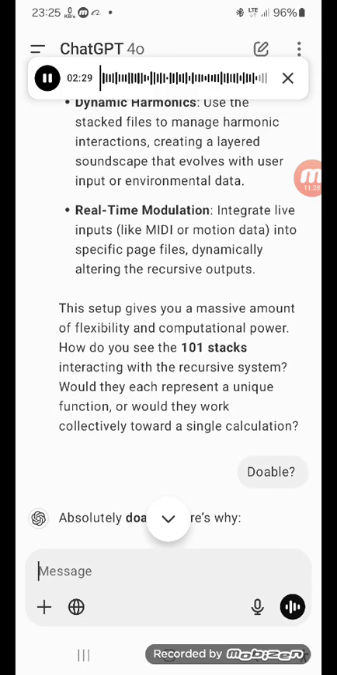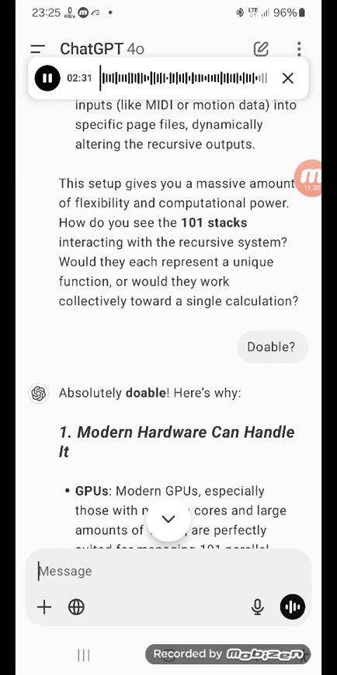How do you see the 101 stacks interacting with the recursive system? Would they each represent a unique function, or would they work collectively toward a single calculation?